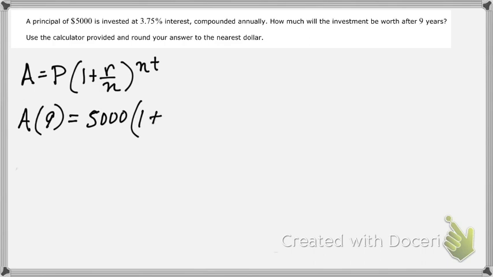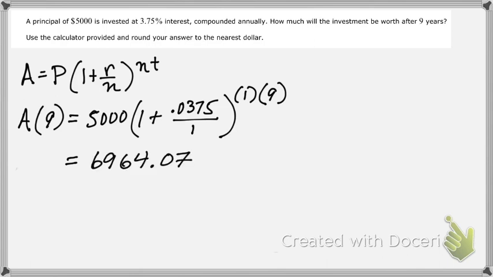And then 1 plus R, and that's the rate, but we're going to go as a decimal, right? So we move the decimal place 2 to the left. Over N. Where's the compounding? This says compounding annually. And when we compound annually, N equals 1. And then T we said is 9. And that's all there is to it. Now it's a calculator key in, and we'll get the amount of money that we would have after 9 years.